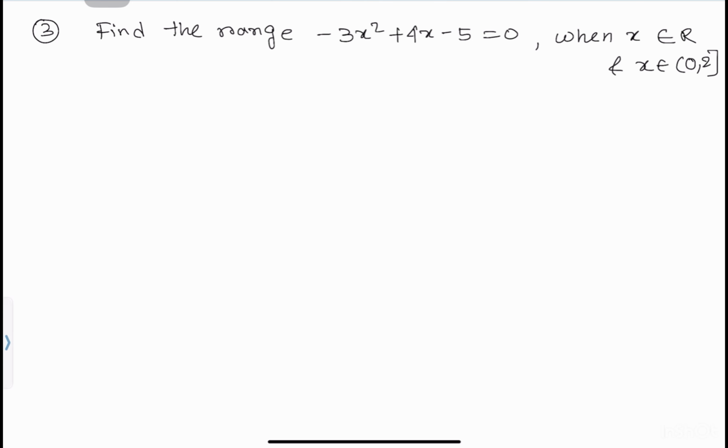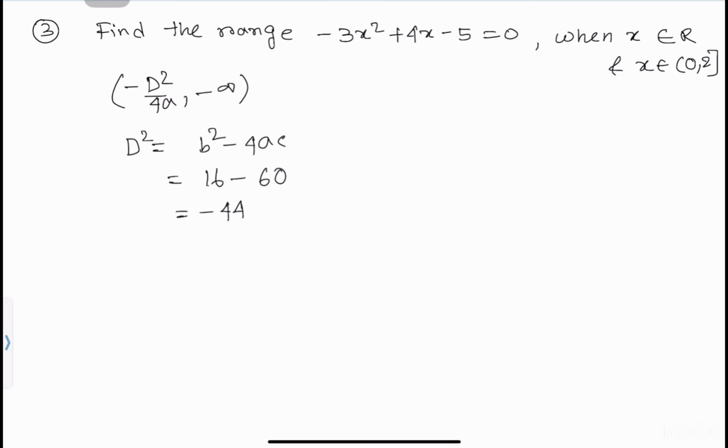Okay, so what is the range for this type of graph? The range is minus D square by 4a to minus infinity. Clear? So find the D square value. D square means b square minus 4ac. So b square how much? 16 minus this is 4ac, 4 into minus 3, like 12 into 5, 60. I think minus 60. Yes, minus 60. That means minus 44 is D square, and 4a value is minus 12.